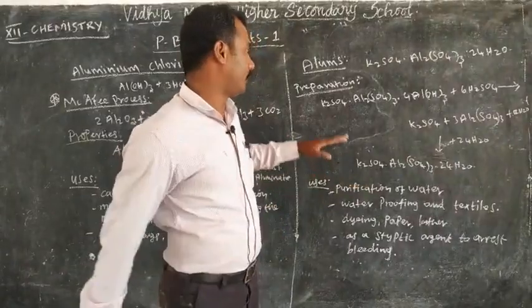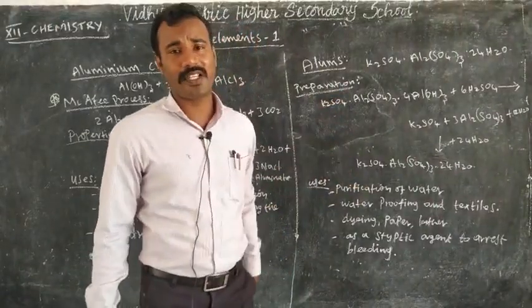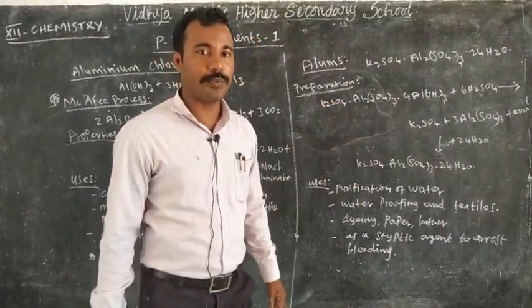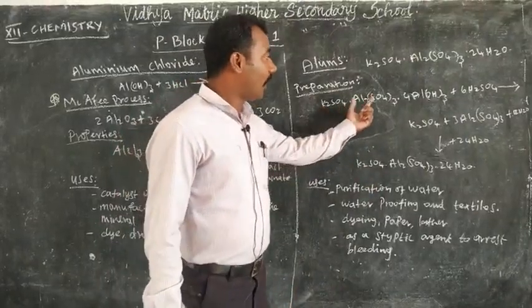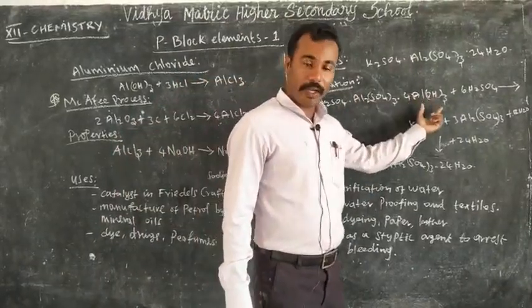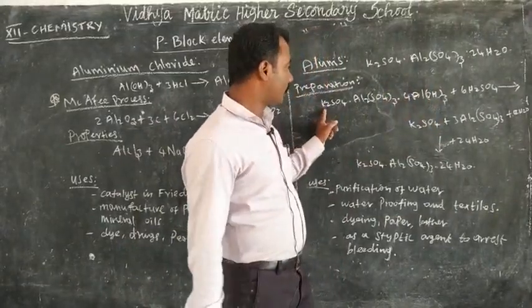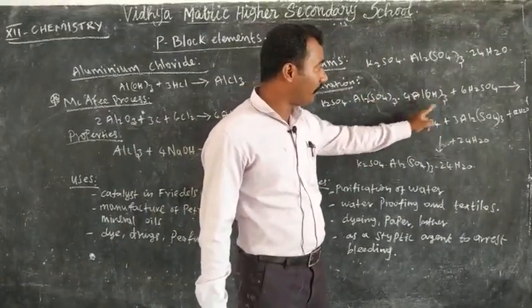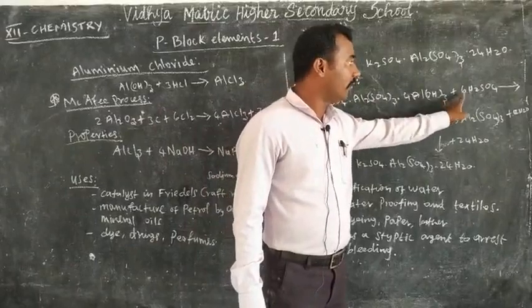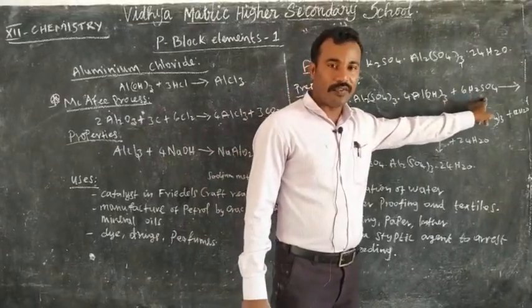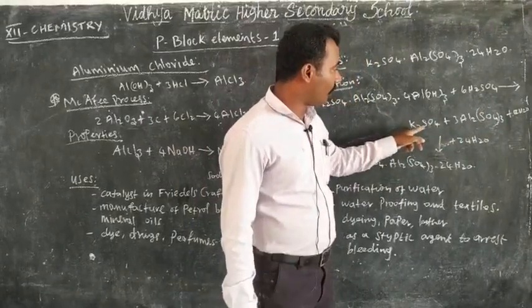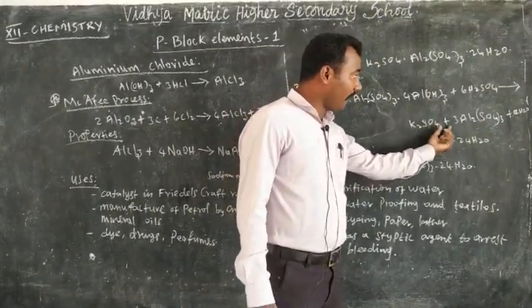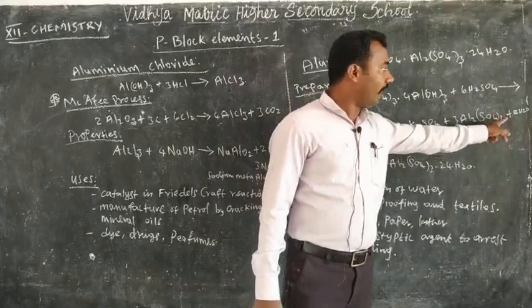Okay. How to prepare alum? 2 mark questions. How to prepare alum? Here potassium sulfate, aluminum sulfate and aluminum hydroxide. Potassium hydroxide, aluminum hydroxide and 6 moles of sulfuric acid, H2SO4, react to give potassium sulfate and aluminum sulfate and 12 water molecules.